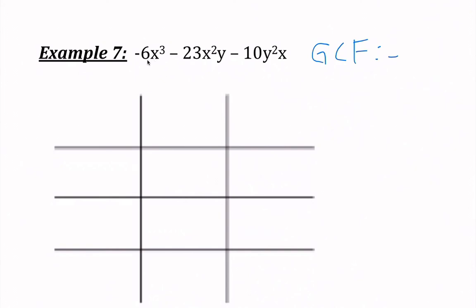All right, next I'm going to look at my variable. 6, 23, and 10. The greatest number that goes into each one of these numbers is a 1, so I don't have to worry about a 1. So now I look at my x's. I see that all groups have at least a single x. And then I look for my y's. Well, I see that this one has a y, but the first and last group do not. So y is not in common. So I'm going to factor out a negative x.